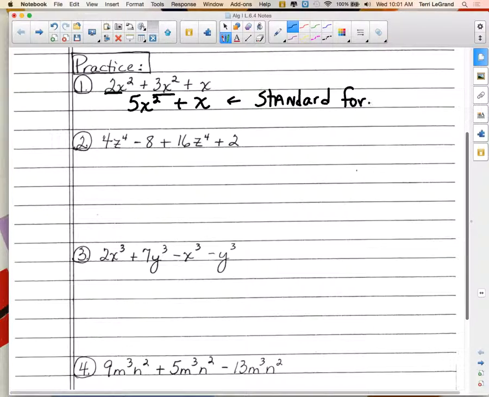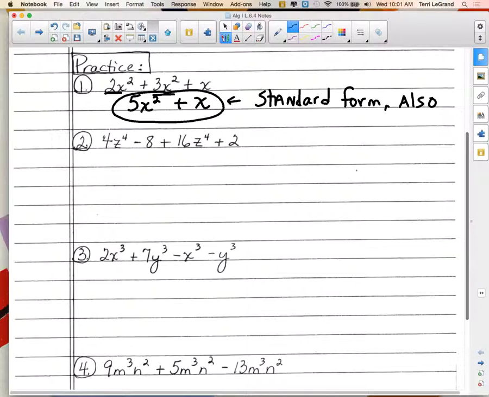So not only is it the sum of our like terms, or our monomials, excuse me, it is the sum of our monomials. By combining like terms, we were able to say this is as good as we can get it. But we also have it in standard form. Okay, let's look at number 2.